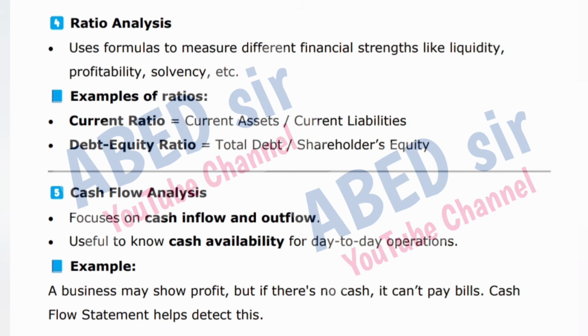5. Cash flow analysis. Focuses on cash inflow and outflow. Useful to know cash availability for day-to-day operations. Example: a business may show profit, but if there's no cash, it can't pay bills. Cash flow statement helps detect this.